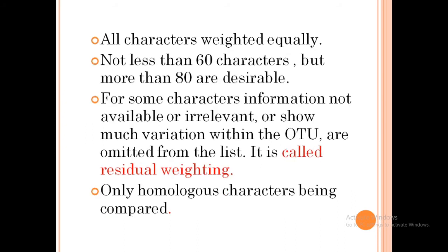Likewise it goes. Then all characters are weighted equally. Okay. Not less than 60 characters but more than 80 are desirable. So you have to select more than 80 but it should not be less than 60. Okay. Characters for which information is not available, or irrelevant, or which show variation are omitted from the list. Such characters are called residual. Sometimes you cannot have clear-cut data or you are not getting it under observation. Such characters you can remove. You can neglect them. That is known as what? Residual weighting. Only homologous characters are compared.